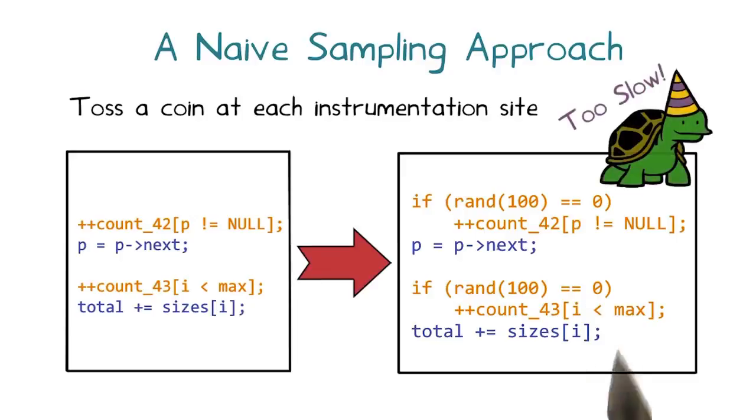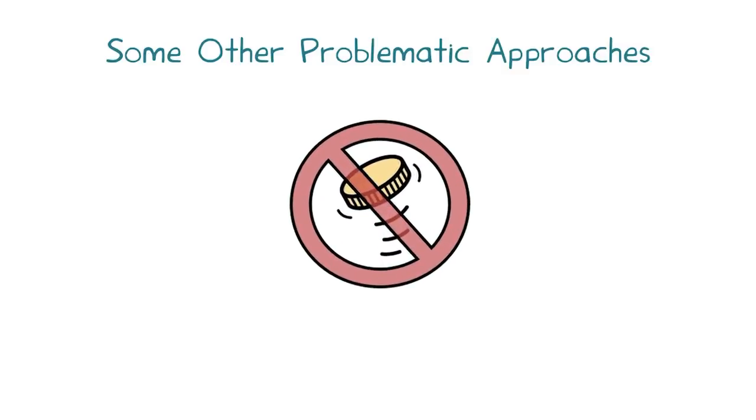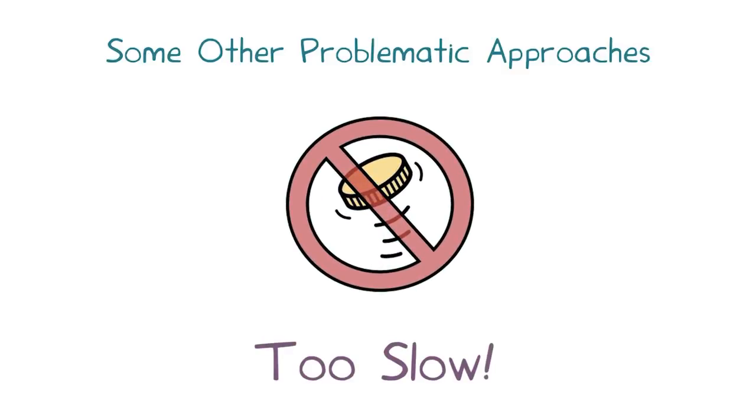Unfortunately, this approach ends up being inappropriate for our needs, since it will cause a significant loss in performance to add a random number generation and an integer comparison at each instrumentation site. In fact, it is slower than unconditionally tracking all predicates, whose overhead we set out to reduce in the first place. Since tossing a coin at each instrumentation site was too slow, what are some other approaches we could try to implement a sampling procedure?